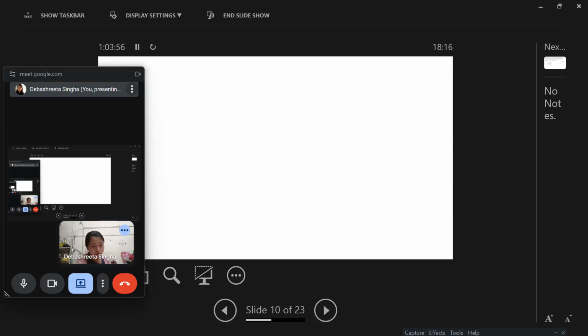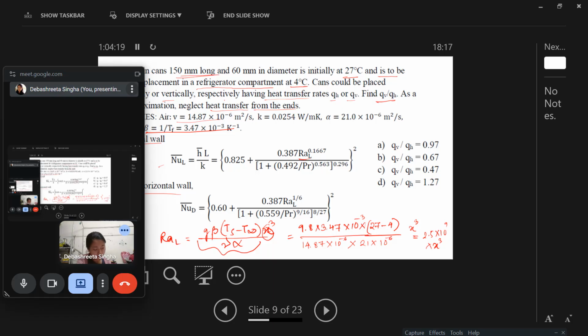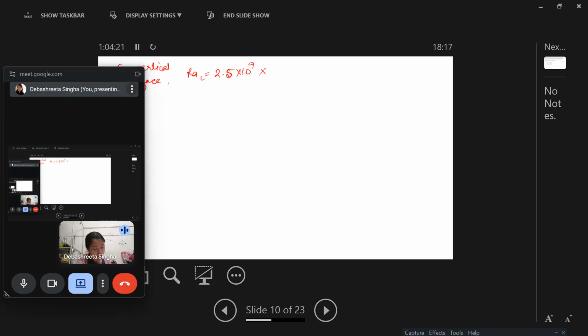So for vertical surface, we can directly calculate the Rayleigh number as 2.5 into 10 to the power 9. For vertical surface, x will be the length, this 0.15, 0.15 cube. So we get this around 8.44 into 10 to the power 6.